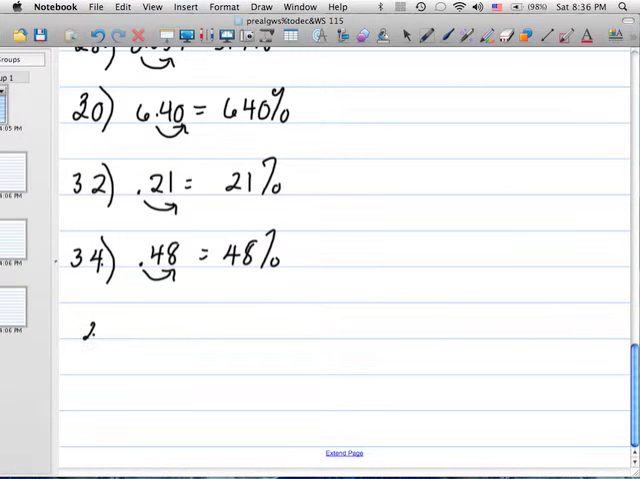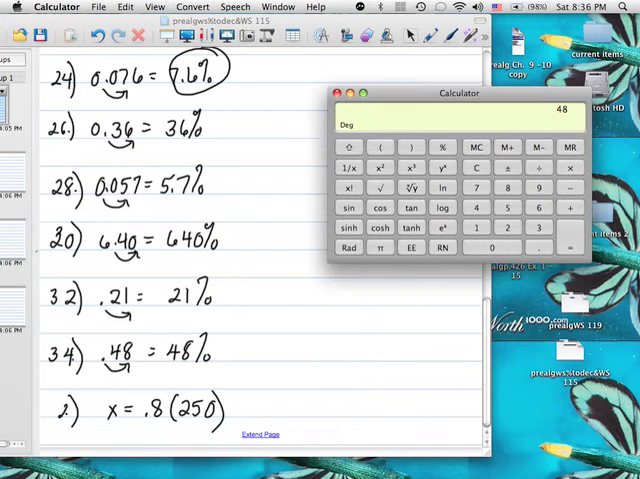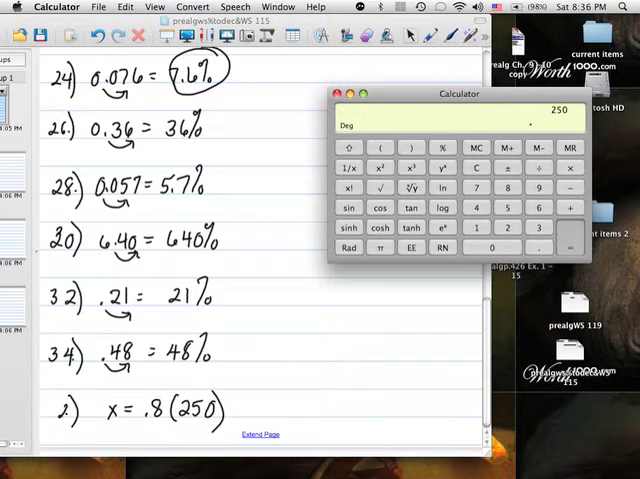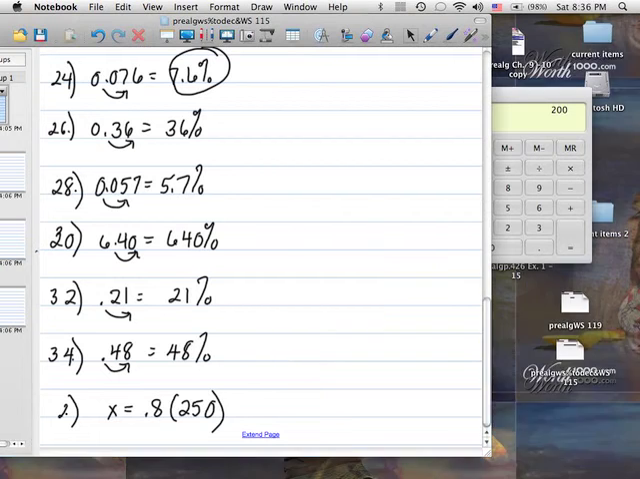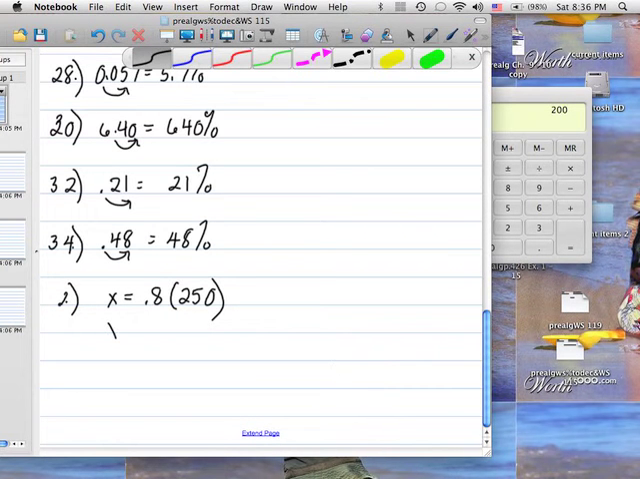problem number 2, translate it into a math problem. What number is x? Is equals 80%, we'll use the decimal for that, 0.8. Of means to multiply 250. So using our calculator, 0.8 times 250 equals 200. So x equals 200.